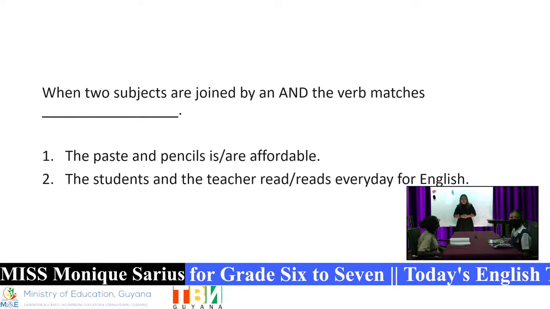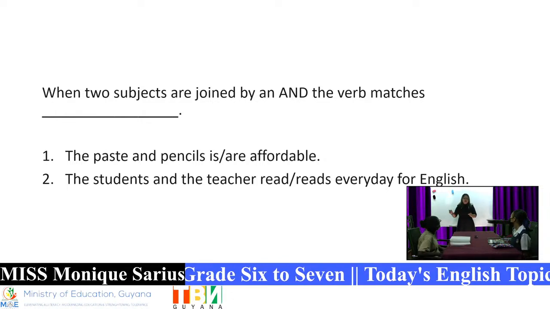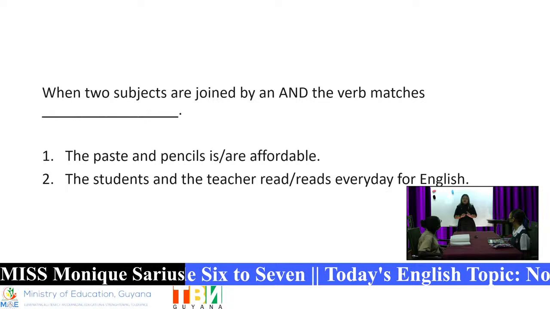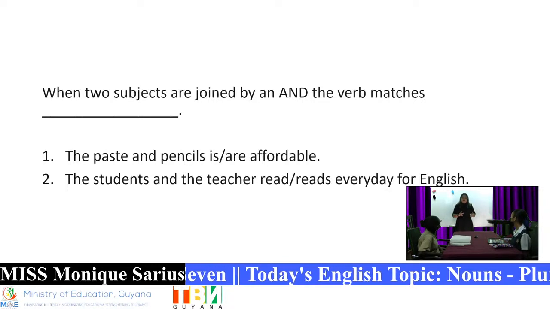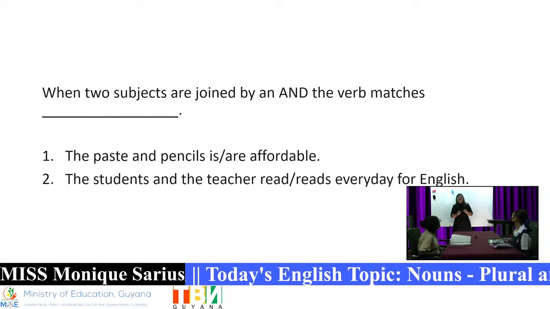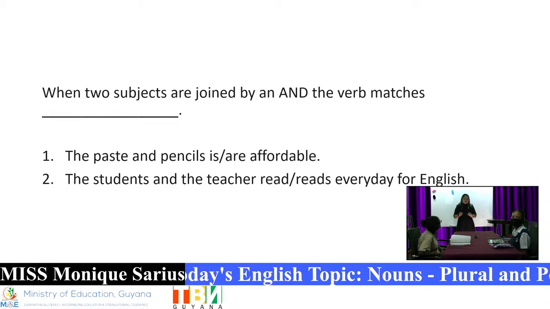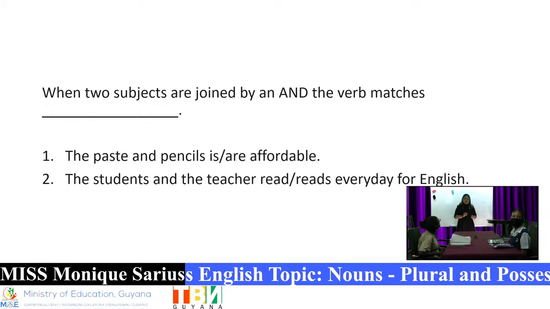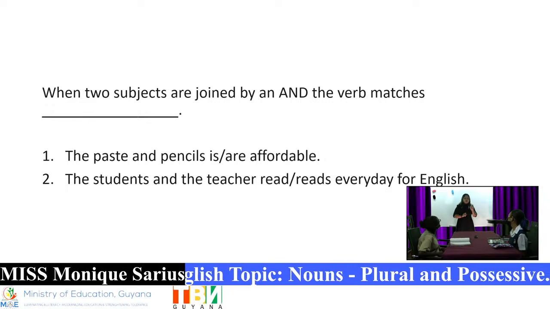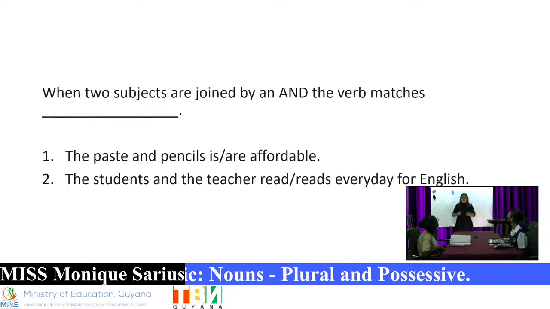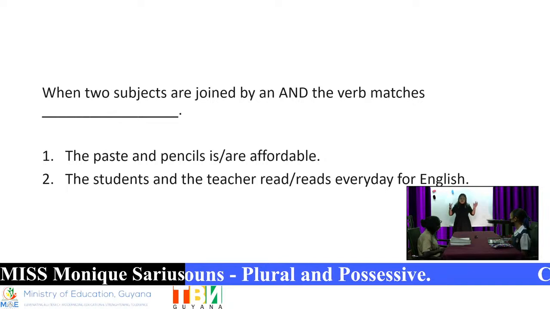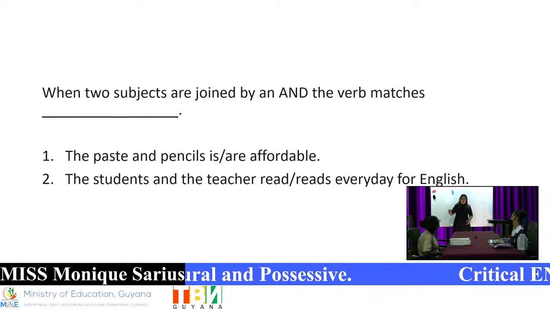If we had the pencils and paste, would it still be is and are affordable? Remember our rule says if we add an and between 2 subjects, we're treating it as if it is plural. So if we had said the pencils and the paste, will it still be is? Will it still be are, or will it be is? It will still be are, because we are still talking about how many things? More than one. Whether it's the paste and the pencil, both of them are subjects, even though both are individually singular. When you put them together, we're talking about 1 pencil and 1 paste. Put them together, you have 2 things.